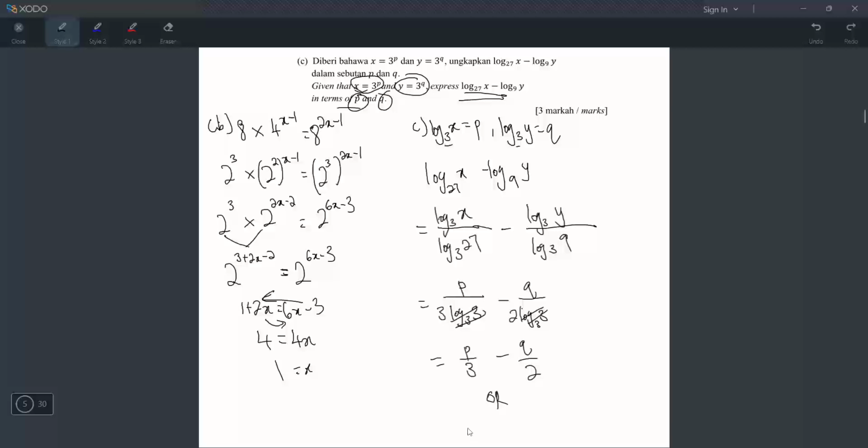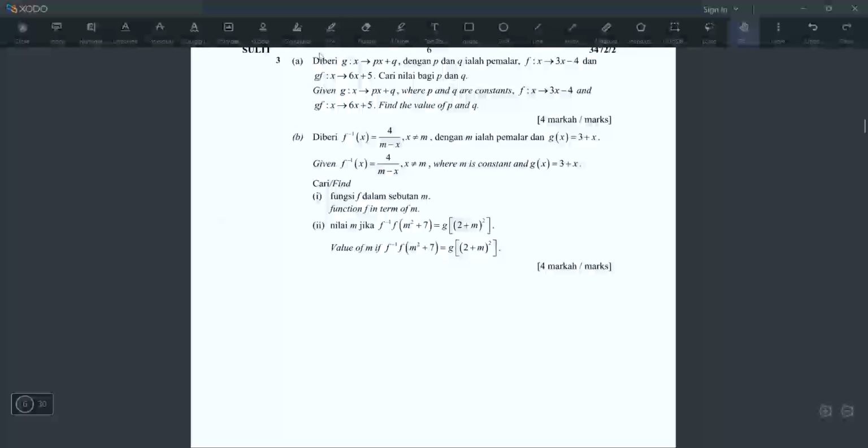Or you can make it into a single fraction, make everything over 6. This one times 2, this one times 3. So it becomes 2p minus 3q over 6. So you can write your answer like this, or you can write it like this also. Both are the same thing. Okay, that's all. Let's continue.